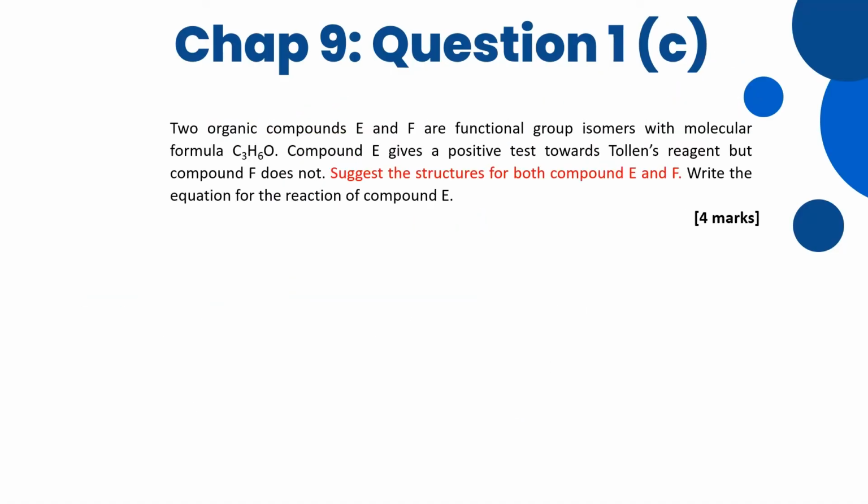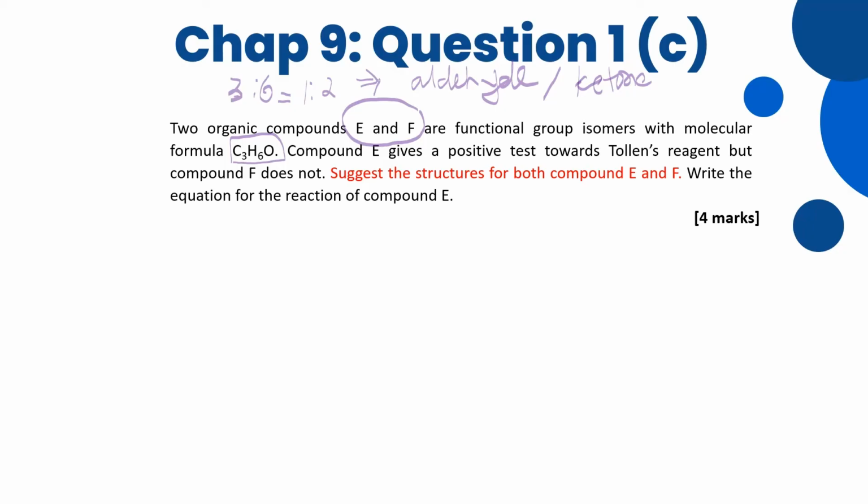Okay, now we look at question 1c. You are given 2 organic compounds, E and F. They have a molecular formula of C3H6O. When the number of hydrogens is double the number of carbons, 3 versus 6, which is 1 over 2, we would expect this is an aldehyde or ketone. So from the formula, we can roughly guess they are from these 2 groups of compounds.